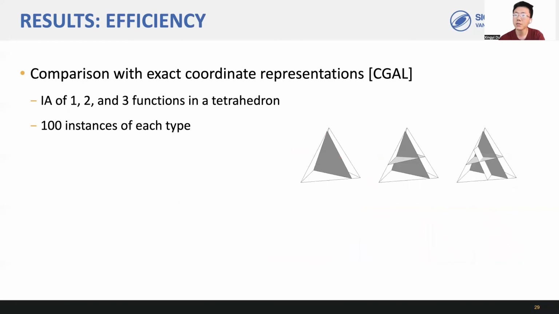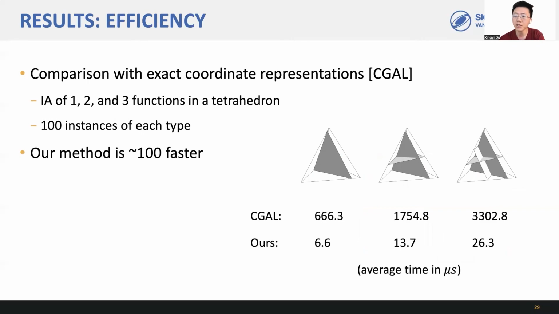Next, we compare the performance of our algorithm with an alternative implementation in SIGGRAPH. This implementation computes exact intersections by representing vertex coordinates in rational numbers. The test sets consist of 100 random instances of 1, 2, or 3 functions within a tetrahedron. Our algorithm, which is completely coordinate-free, runs about 100 times faster on average in each case.